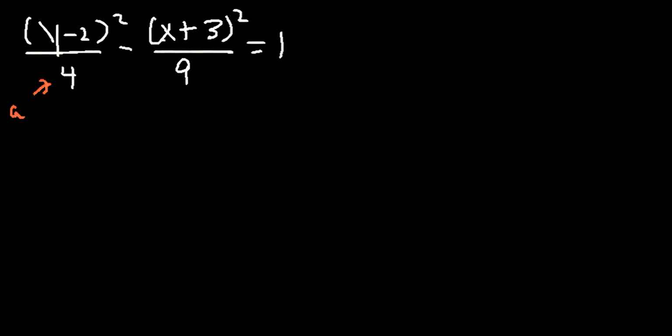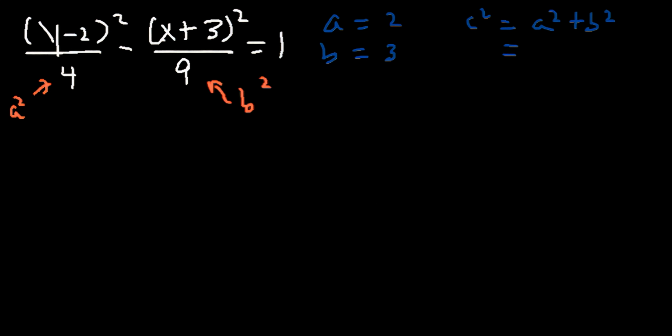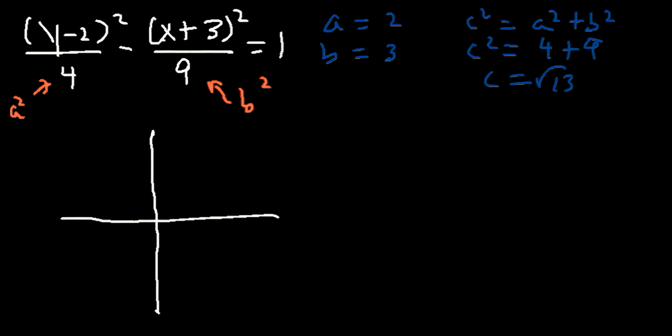So a² is whatever comes first, and this is b². So a, therefore, is the square root of 4, which is 2. b is the square root of 9, which is 3. And to find c, c² is a² plus b². So 4 plus 9, which is 13. So therefore c is root 13. The center is, let's look at the x value first. So it's negative 3, and the y value is positive 2. So it's at (−3, 2).